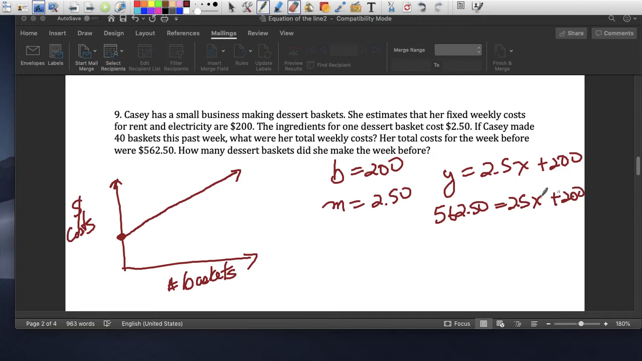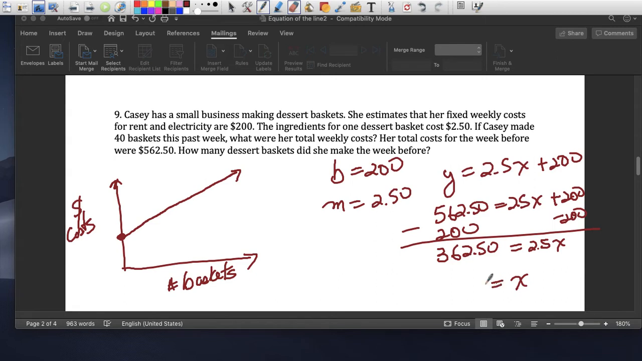Well, out of the 562, we're subtracting 200, right? And it makes sense. $200 were for the rent and electricity, but $362.50 were spent on baskets. We divide both sides by 2.5, and I believe it's, I don't know, 362.5 divided by 2.5 equals 145. That's close. I was going to say 140. So the number of baskets she sold was that.